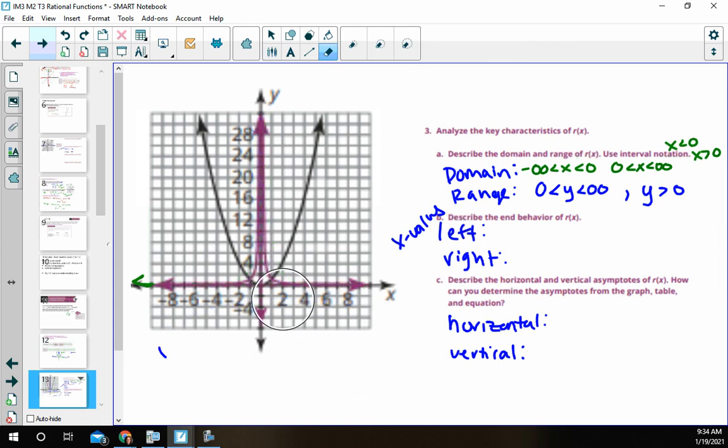Right, so the left side of my graph is going to more negative infinity. The right side of my graph, all those x values are going to positive infinity.